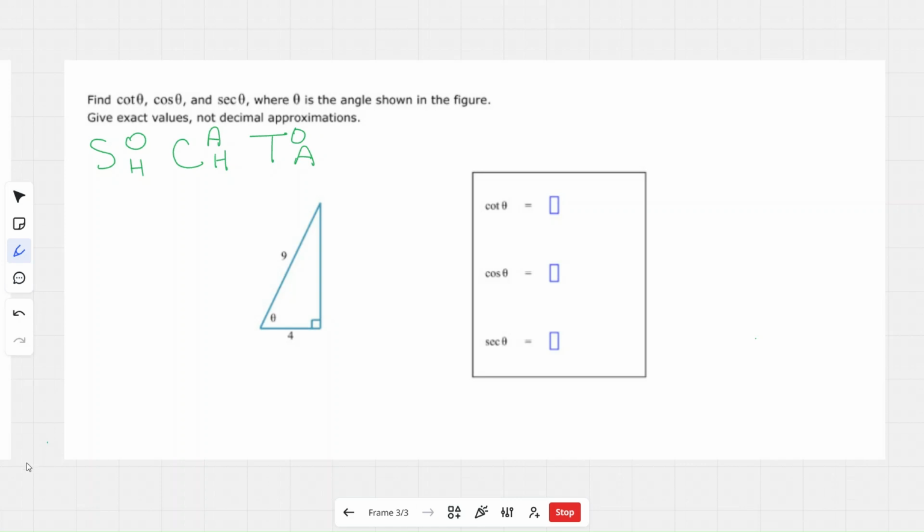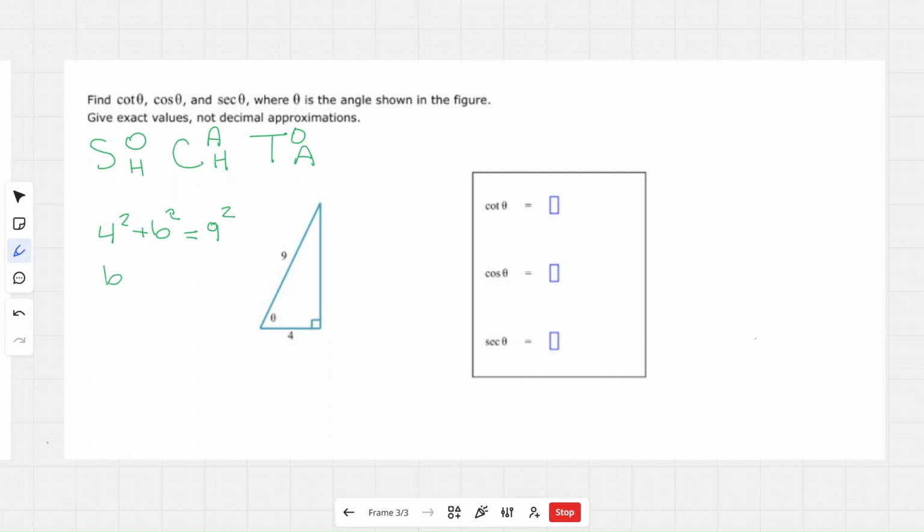In this problem, we're going to use a right triangle and the Pythagorean theorem to find our missing trig ratios. When we set up the Pythagorean theorem, make sure that you have the 9 as your c in the a squared plus b squared equals c squared equation. The hypotenuse always has to be c squared.